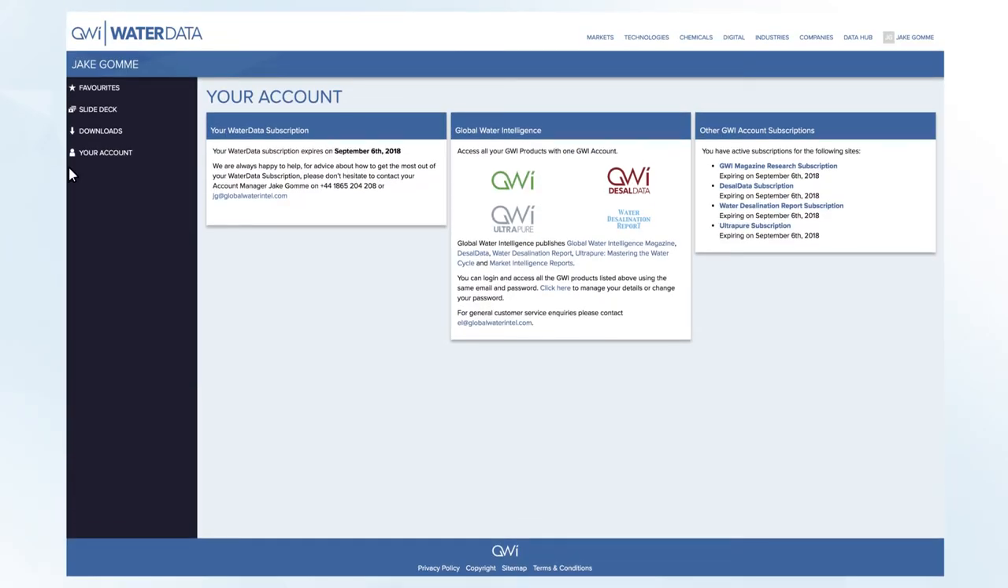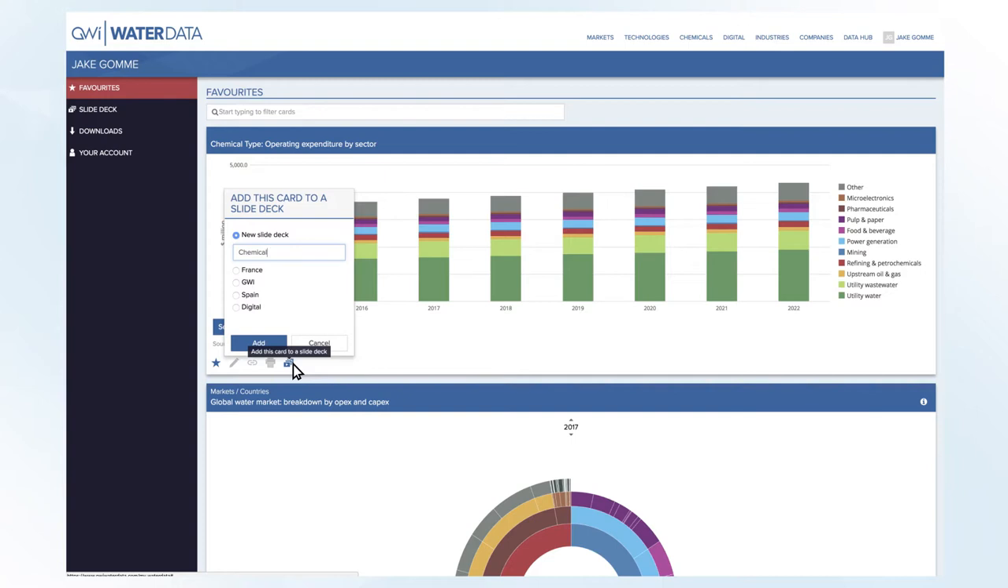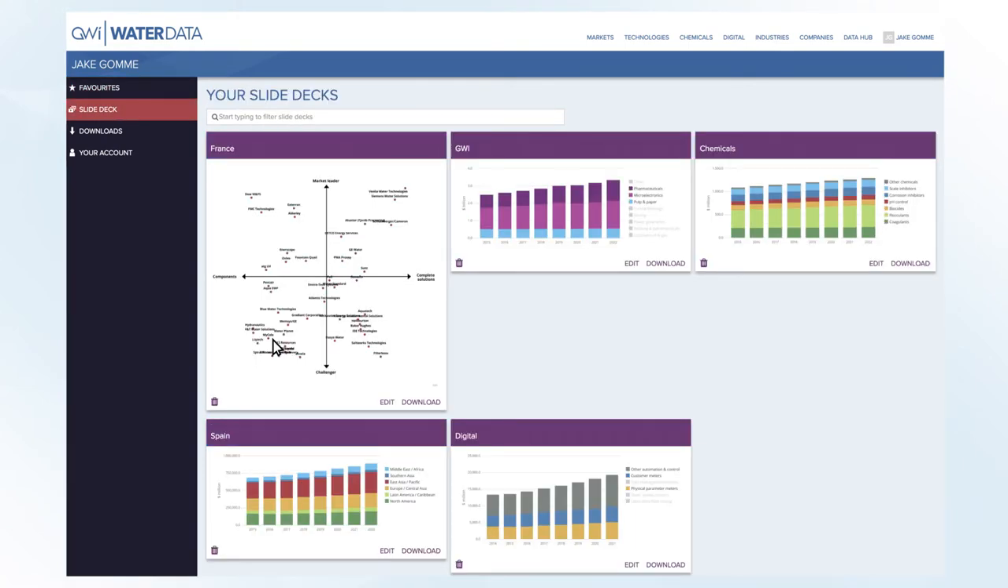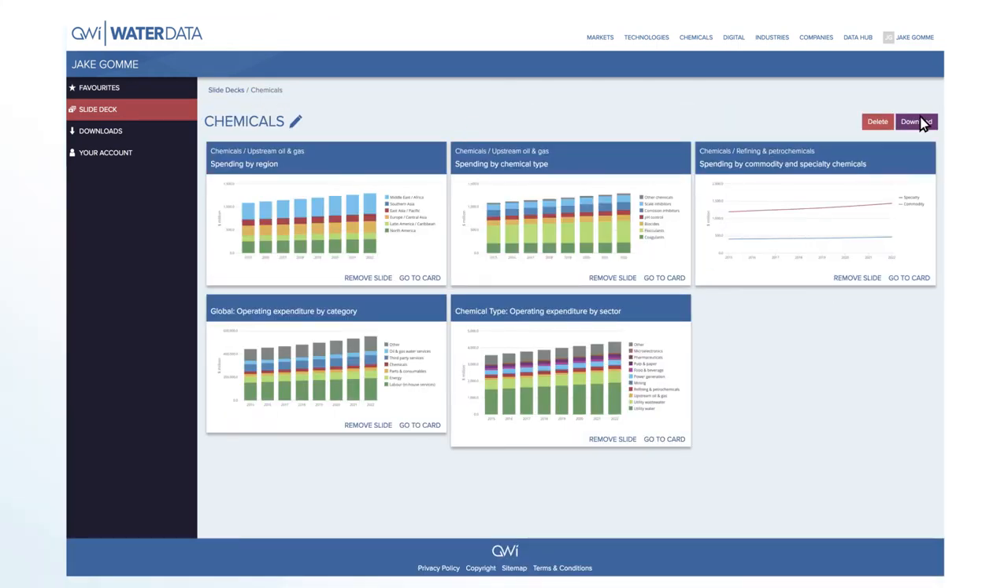What's more, Water Data has built-in functionality that allows you to favorite the cards with the information most relevant to your business. Build and save custom presentations with the slide deck feature. You can build a custom presentation in minutes rather than hours. Create multiple slide decks, edit existing ones, and download into PowerPoint.